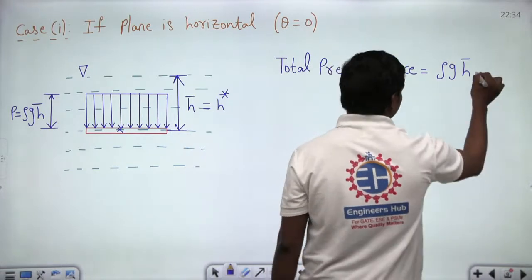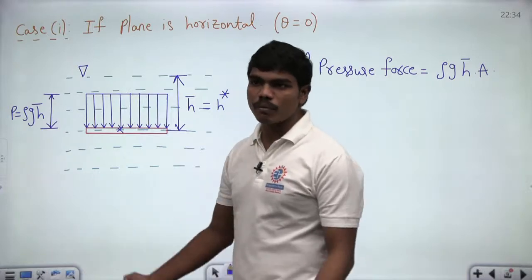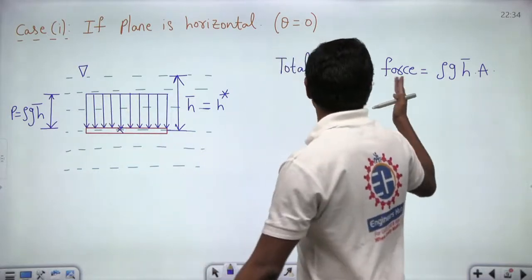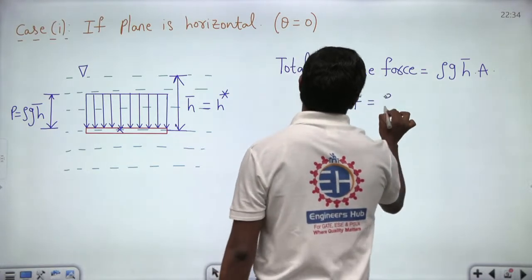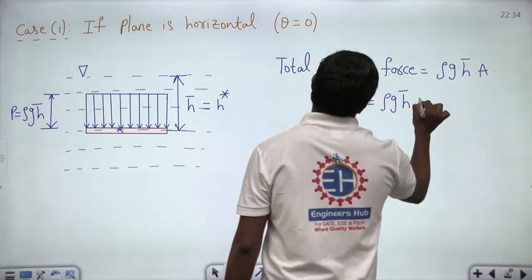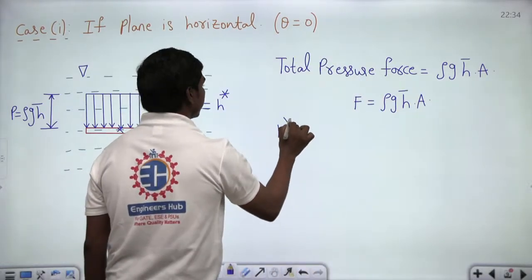We know force is nothing but pressure into area, and since pressure is constant in this case, uniform throughout, definitely this rho g h bar into A is the total pressure force. So, F is equal to rho g h bar into A. And next, again, what is this h star? Definitely this h star will be equal to h bar.